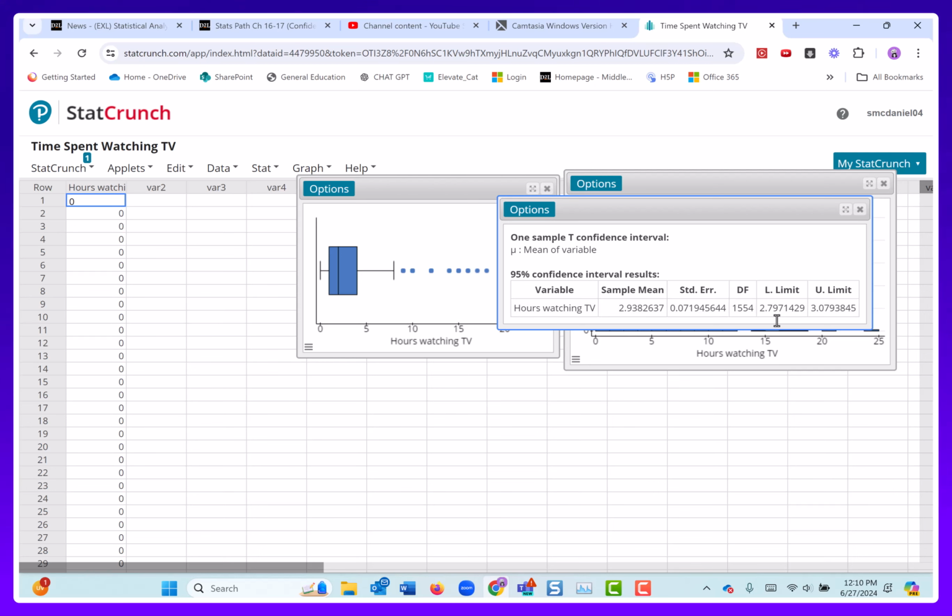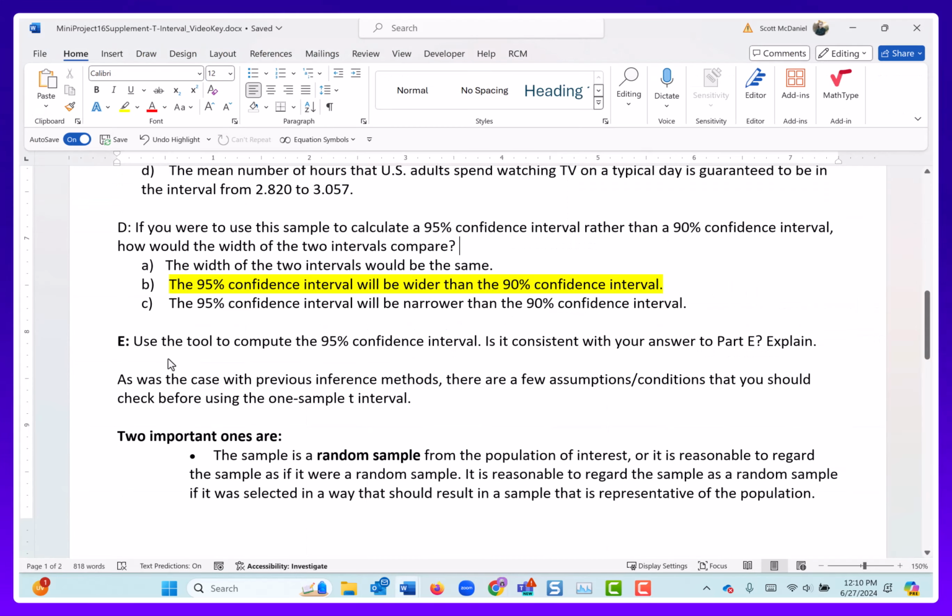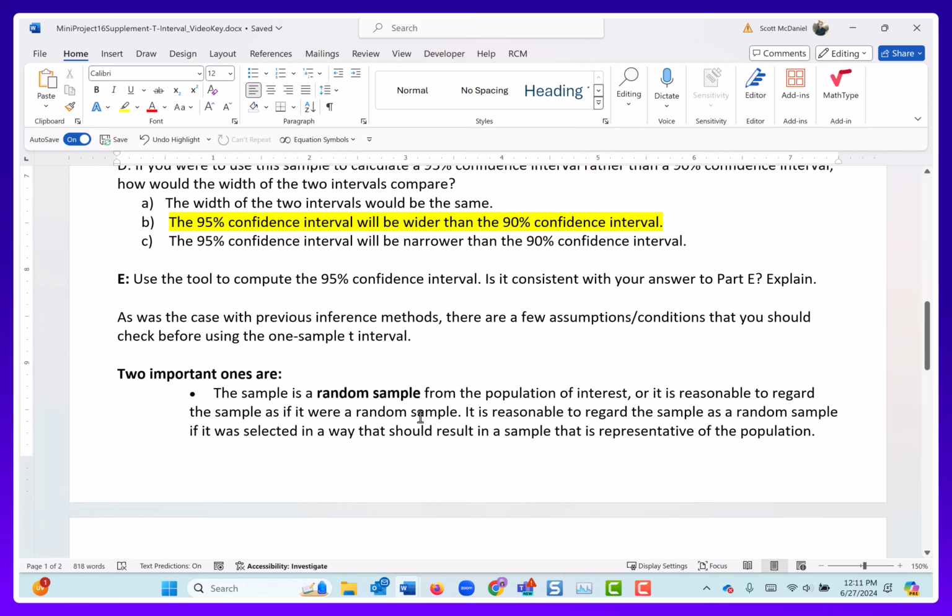2.79 as opposed to 2.82, and 3.08 as opposed to 3.06. And actually, that's what part E asked you to do. And again, there are a few assumptions and conditions that need to be checked. And we did this quite a bit in the chapter summary videos.